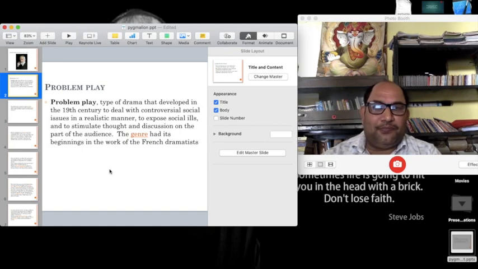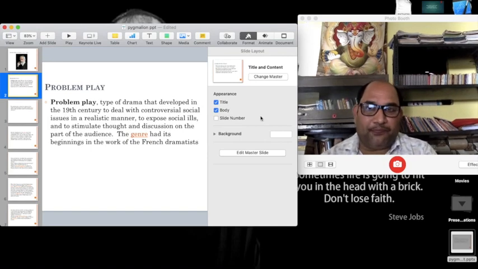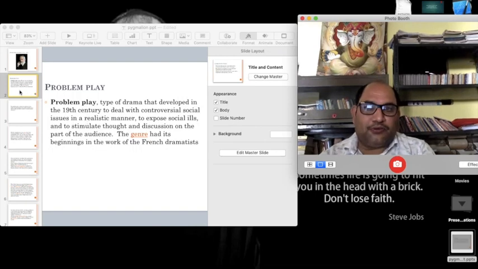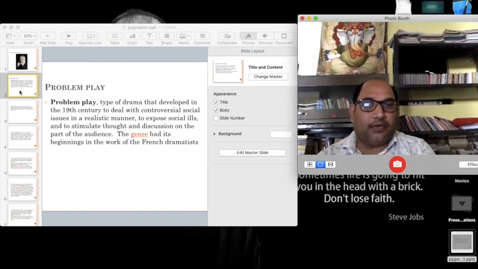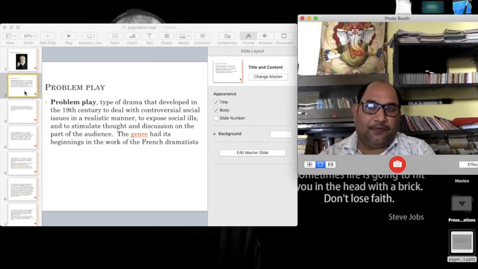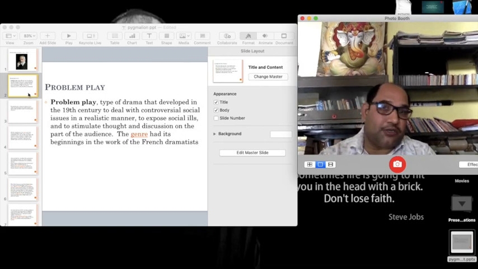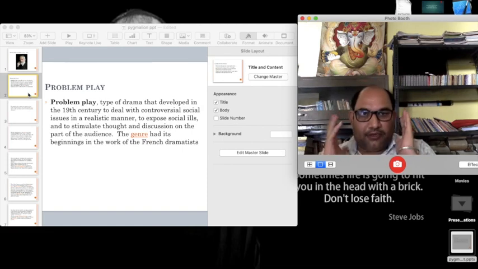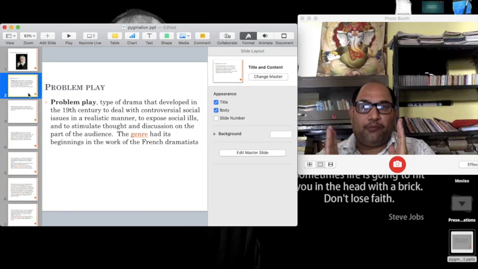And these kinds of plays actually dealt with the controversial social issues in a realistic manner. And the purpose of these plays was to expose the social evils and to stimulate thought and discussion on the part of the audience. We are left with a thought to think over the problem of the society.